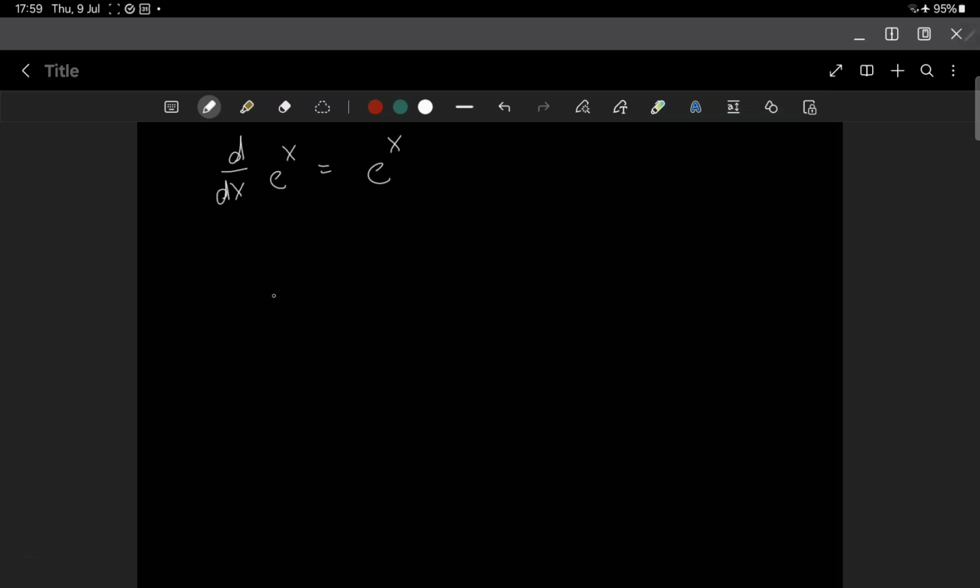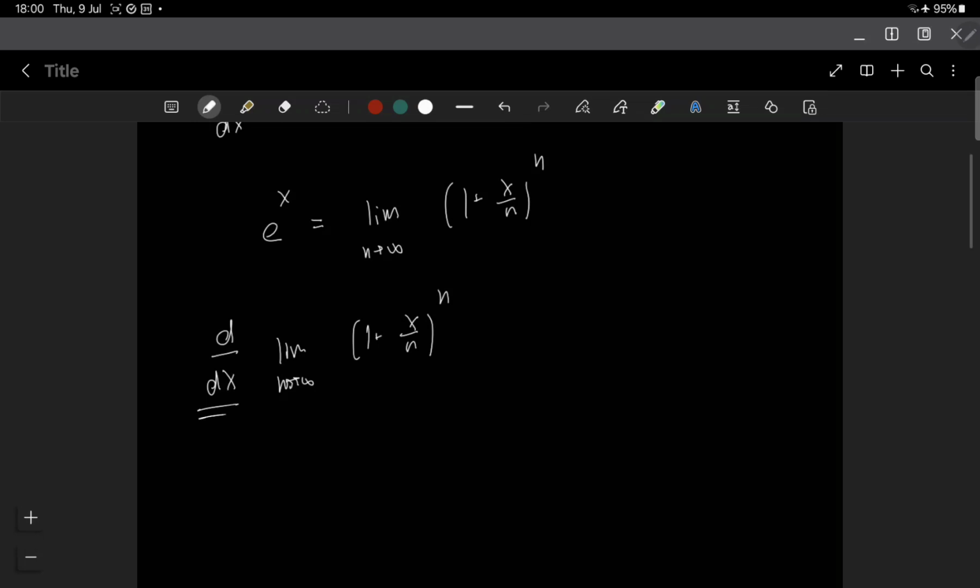So if we remember, the exponential function is defined as the limit as n goes to infinity of 1 plus x over n to the power n, right? So if you want to differentiate e to the x, then we have to take d by dx of the limit as n tends to infinity of 1 plus x over n to the power n, right? That's the derivative of the exponential. Now you notice we are differentiating with respect to x, and the limit is in n. The limit is in n.